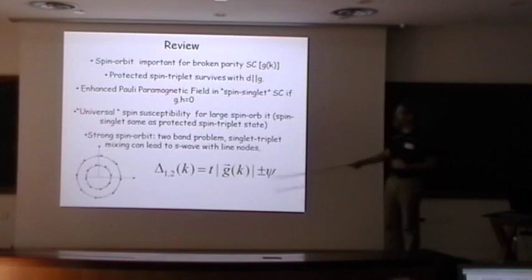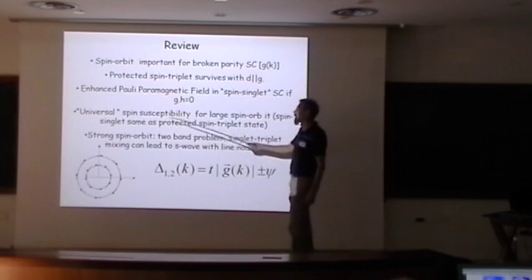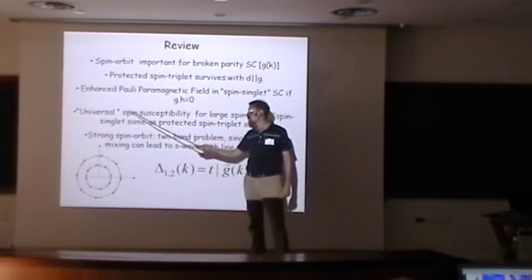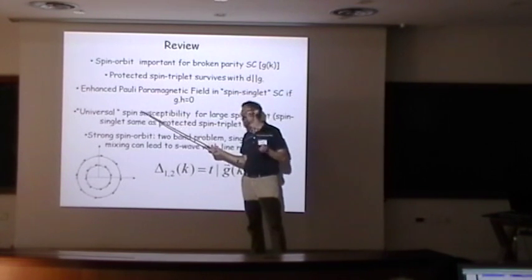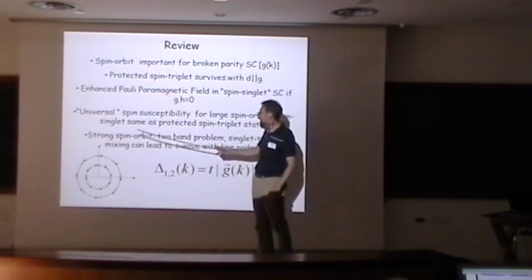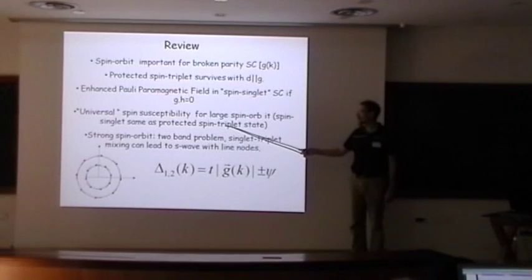And then we talked about susceptibility, and I told you that the spin susceptibility, which is usually used in centrosymmetric materials to distinguish between singlet and triplet, is no longer useful when you have broken parity symmetry. In particular, you find that the spin singlet spin susceptibility is the same as the spin triplet spin susceptibility in the large spin-orbit limit. And here, large spin-orbit means that the energy scale alpha that describes the spin-orbit coupling is much larger than the superconducting gap energy.